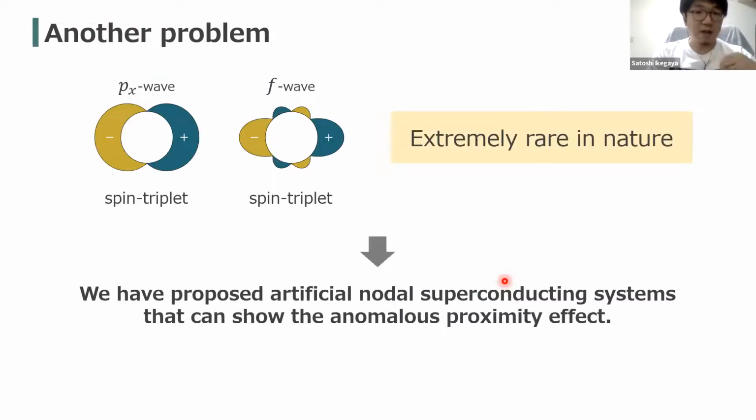So let's move on to the second topic. So far, we have shown that triplet nodal superconductors like p_x-wave and f-wave can cause the anomalous proximity effect. However, this kind of superconductivity is quite rare in nature.